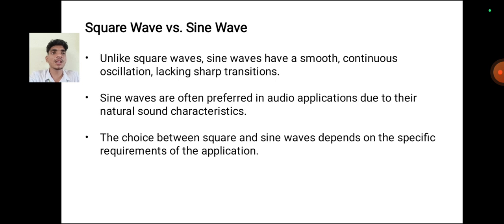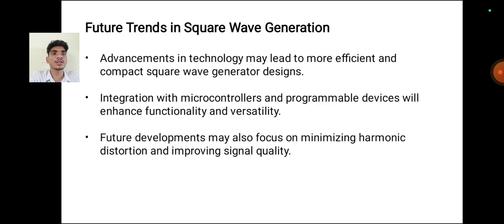Square wave versus sine wave. Unlike square waves, sine waves have smooth continuous oscillations, lacking sharp transitions. Sine waves are often preferred in audio applications due to their natural sound characteristics. The choice between square and sine wave depends on the specific requirements of the applications. Future trends in square wave generators.